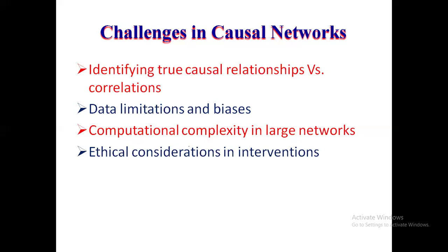Data limitations and biases. Incomplete and biased data can lead to incorrect causal conclusions. For example, a study on the effects of a drug may not be valid if it only included healthy individuals. Computational complexity in large networks: analyzing systems with many interdependent variables requires significant computational resources. And ethical considerations in interventions: intervening in real-world systems, such as imposing new medical treatments or policies, must be done carefully to avoid unintended consequences.